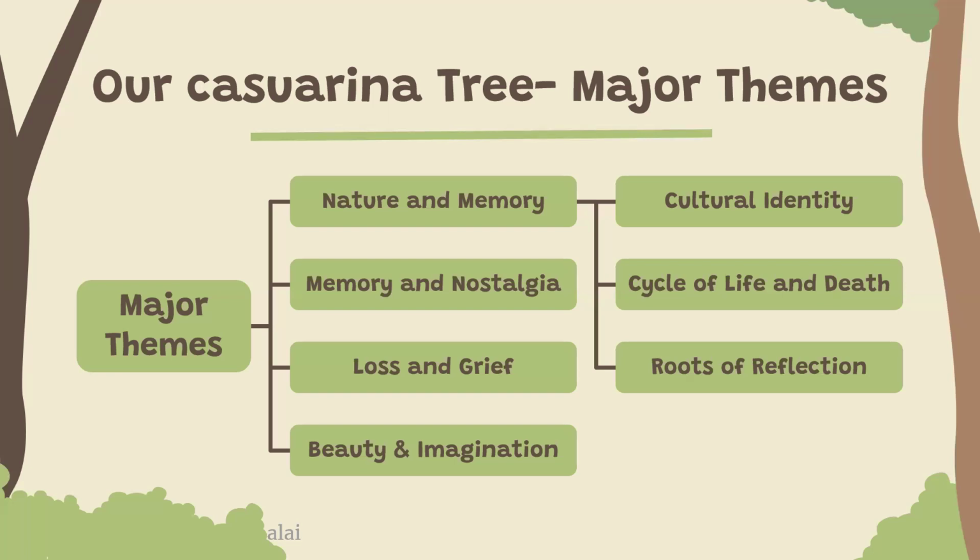Coming to the major themes of Our Casuarina Tree: nature and memory, memory and nostalgia, loss and grief, beauty and imagination, cultural identity, cycle of life and death, roots of reflection. These are the major themes in the poem.